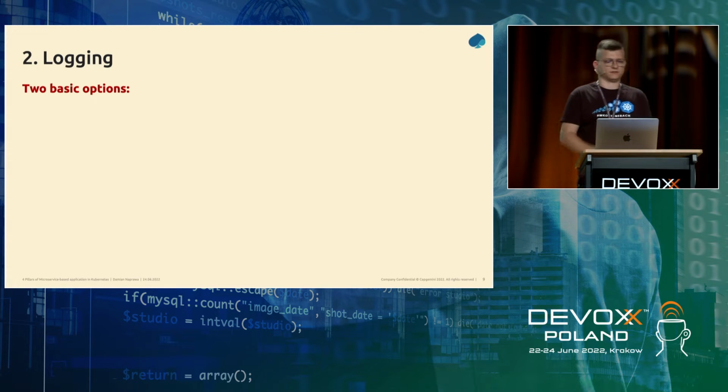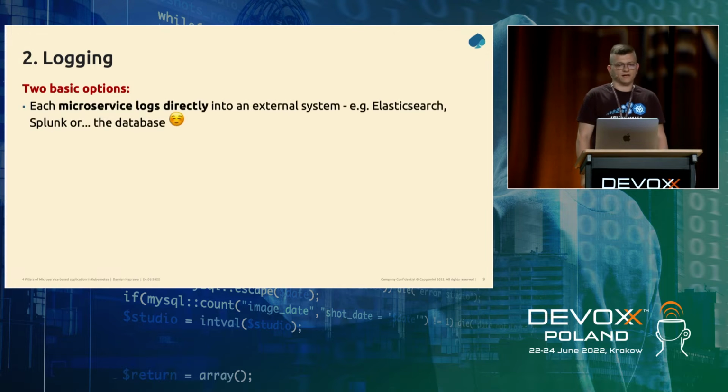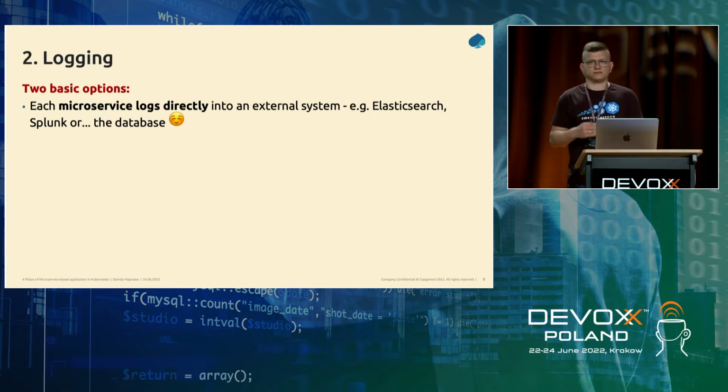So what are the options when it comes to logging? We can design it in such a way that each microservice logs directly into an external system. Now the popular one is Elasticsearch, it could be Splunk, or even a database. So we can decide to which system we will send the logs directly, and the logic will be implemented in our code. Of course, it should be configurable, so we can pass the connection to the system to which we would like to send the logs.